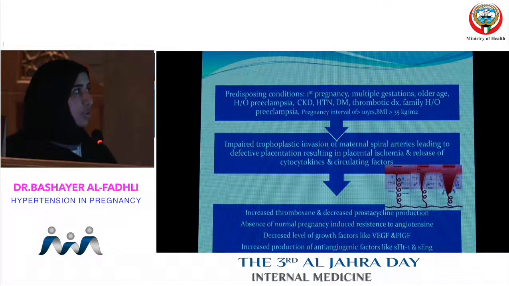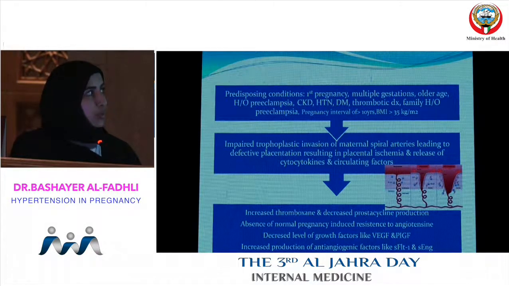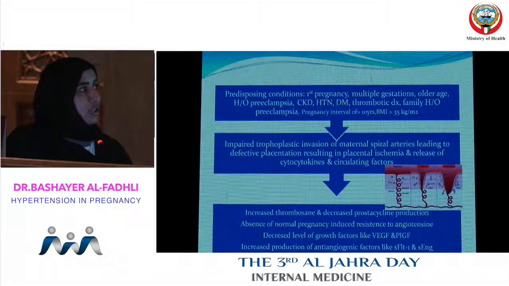This is the pathophysiology of preeclampsia. If the patient has one of the predisposing conditions, she is a primigravida or pregnant with twins or triplets, her age is more than 40, she had a previous history or family history of preeclampsia, she had a pregnancy interval of more than 10 years, or she is obese, then she is predisposed to preeclampsia.